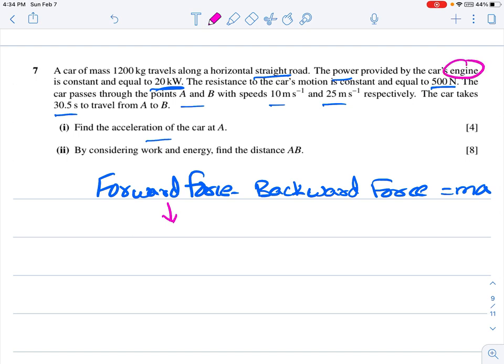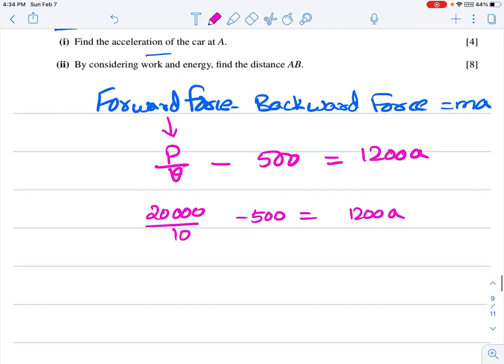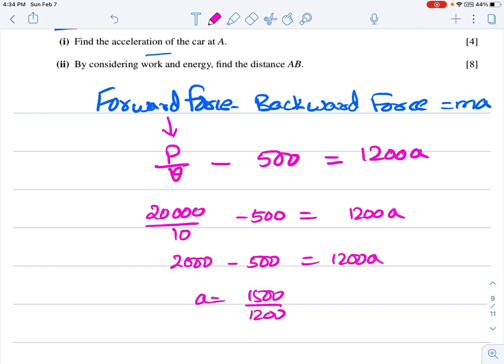So the forward force is power divided by velocity, minus the backward force, which is my resistance of 500, is equal to ma. M is 1,200, so 1,200 a. The power is 20 kilowatts, so 20,000 divided by the velocity at A, which is 10, minus 500 is equal to 1,200 a. From there, 2000 minus 500 is equal to 1200 a. So a is equal to 1500 divided by 1200.